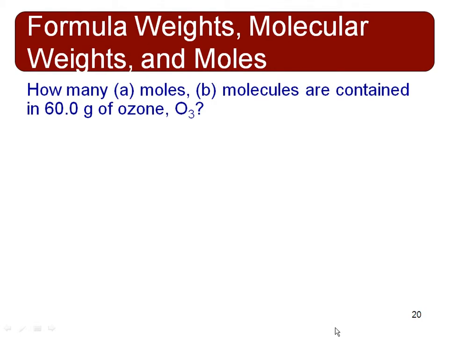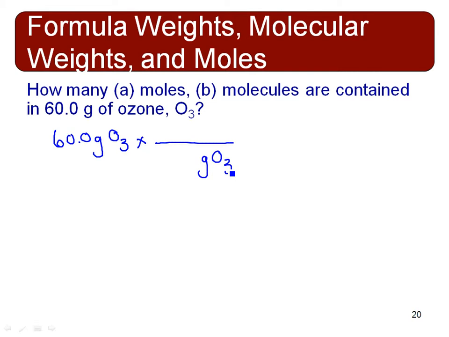Okay, we're going to do a couple more problems, and hopefully you haven't forgotten about Avogadro's number, because we're going to use that as well. Okay, so we're asked for how many moles for part A are contained in 60 grams. So we know the first thing we do is write out what we know and put our units on top and bottom to cancel.